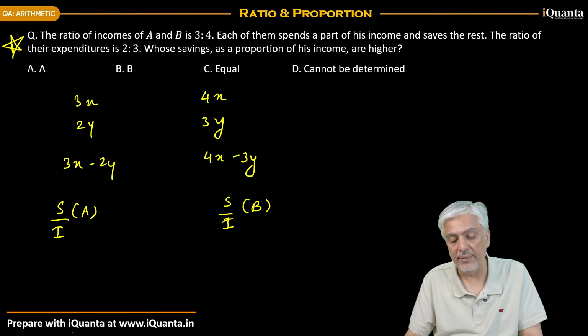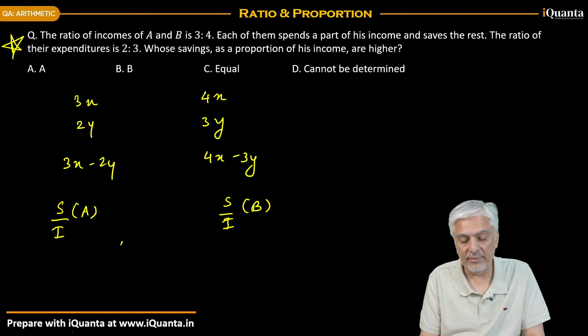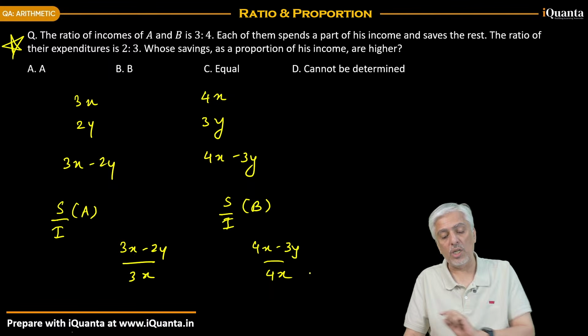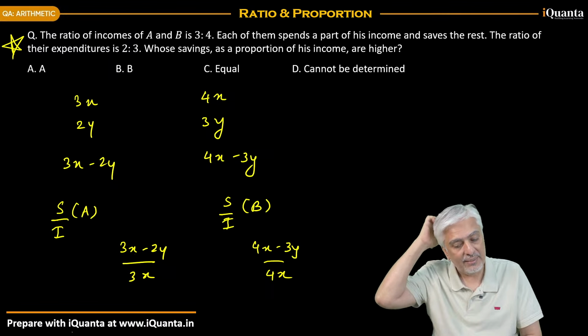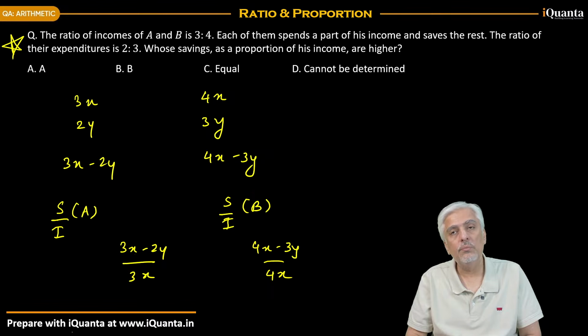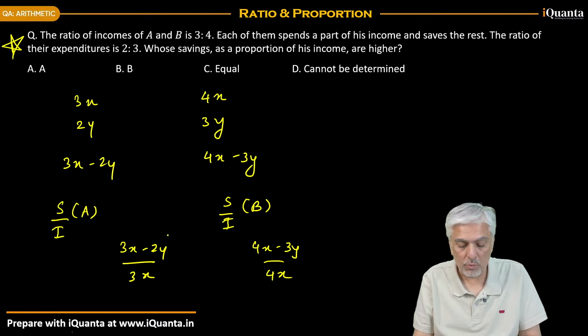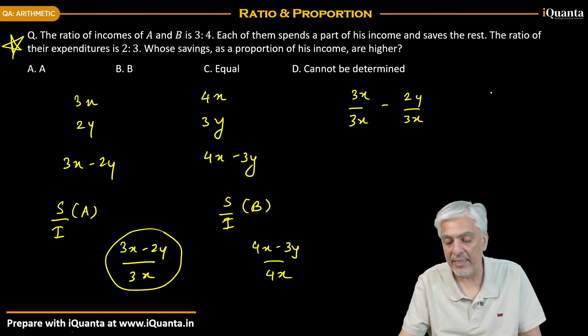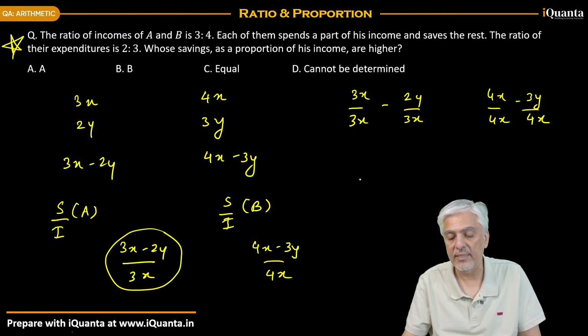So let's write it properly. Saving: 3x minus 2y upon 3x, and for B, 4x minus 3y upon 4x. Now pay attention carefully. A lot of people reach this step and then they say, oh, cannot be determined. No. How can you write this? You can write this as 3x upon 3x minus 2y upon 3x, and here I can write 4x upon 4x minus 3y upon 4x. This becomes 1.